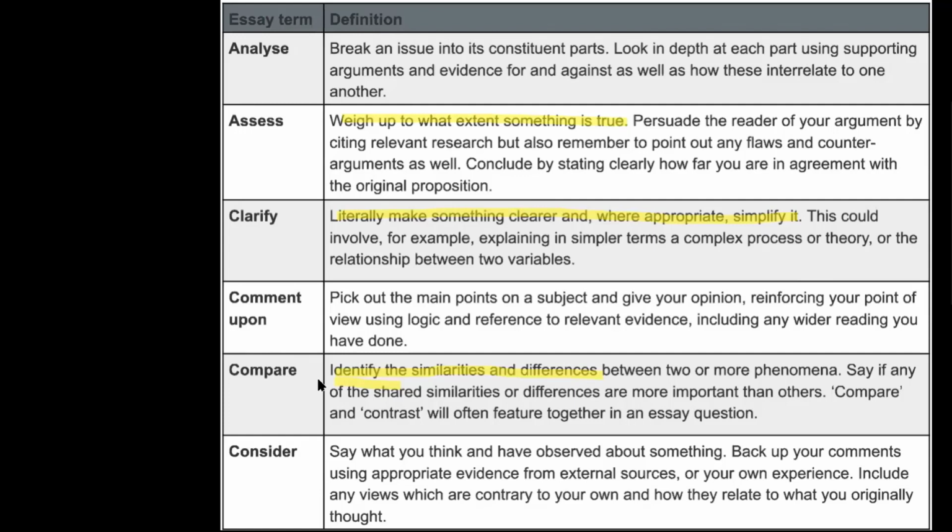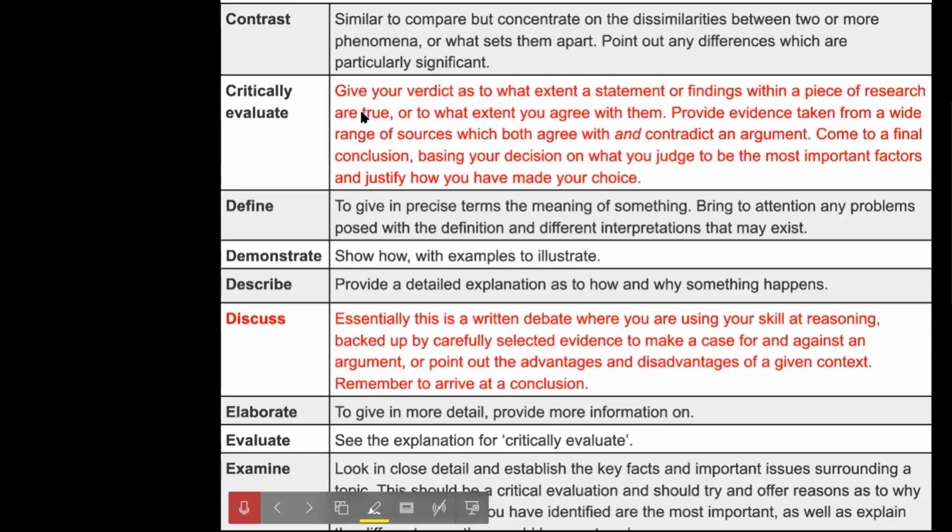So you've got to look at the task word, you've got to identify the task word, which is basically what have you been asked to do. So I'll move on to the next one. Critically evaluate is one.